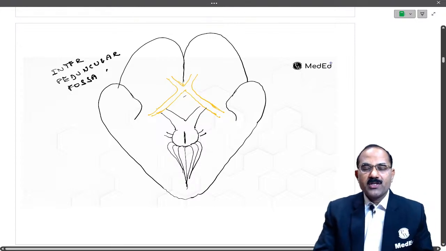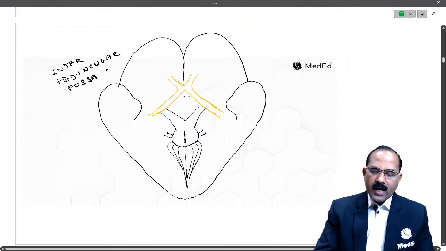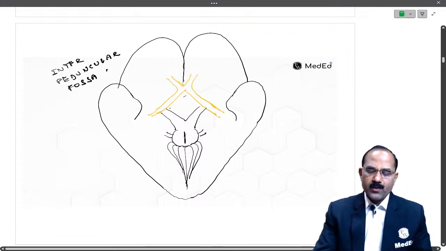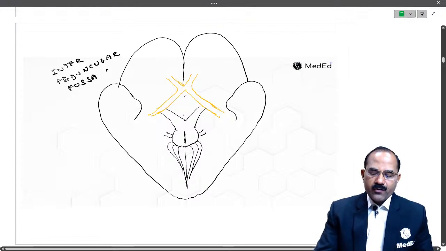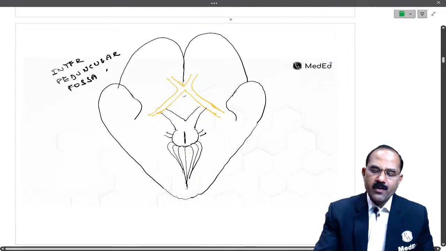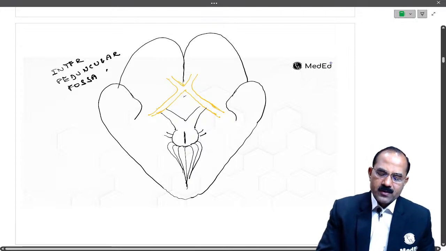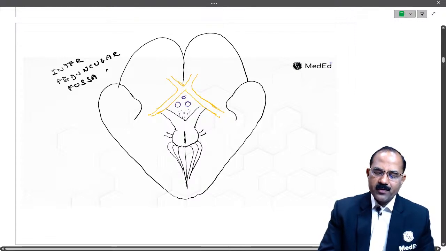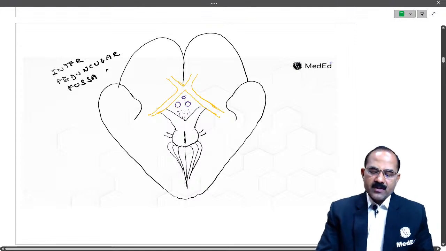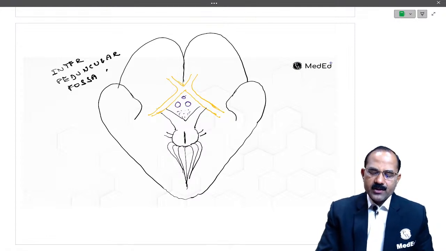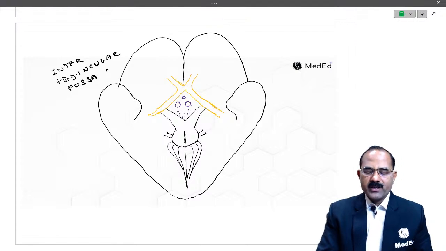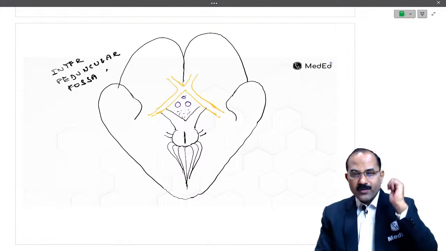What are the boundaries of the interpeduncular fossa? You get this as a short note. Anterolateral is the optic tract. Posterolateral is the crus cerebri. The floor of the interpeduncular fossa is formed by, tell me, what is this? Pituitary stalk, or the infundibulum. These are the two mammillary bodies. And behind is the posterior perforated substance. That is the floor of the interpeduncular fossa.